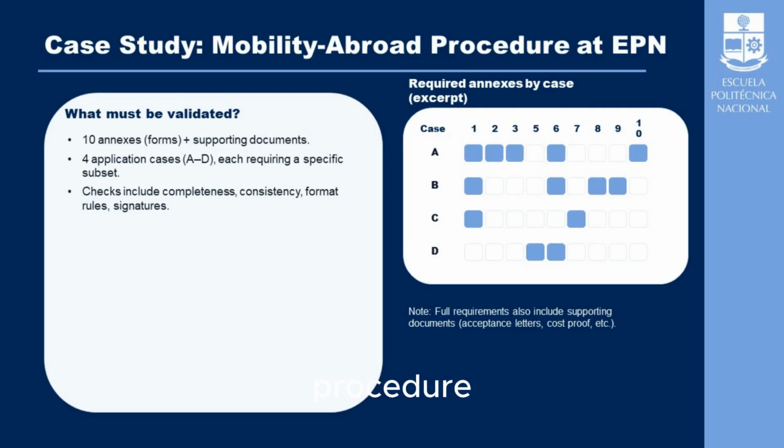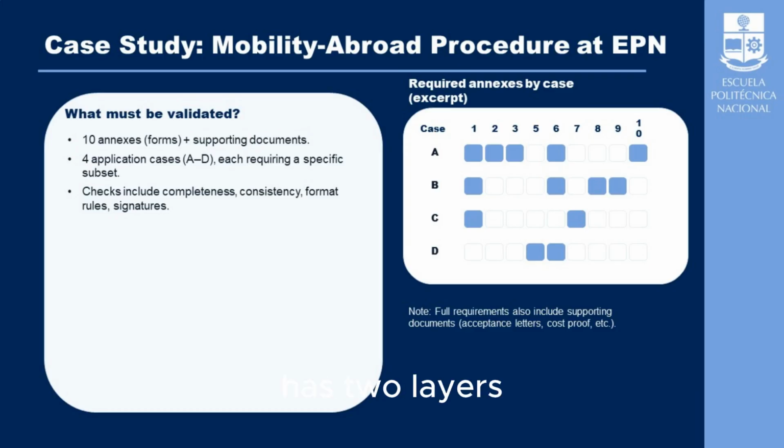The administrative procedure under study is the mobility abroad process. It is not a single form. It is a bundle of annexes, 10 in total, plus additional supporting documentation. The challenge is combinatorial. There are 4 different application cases labeled A through D, and each case requires a different subset of annexes and evidence.